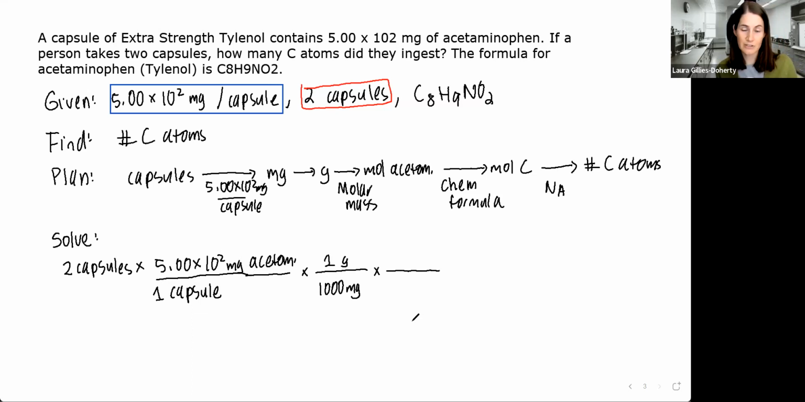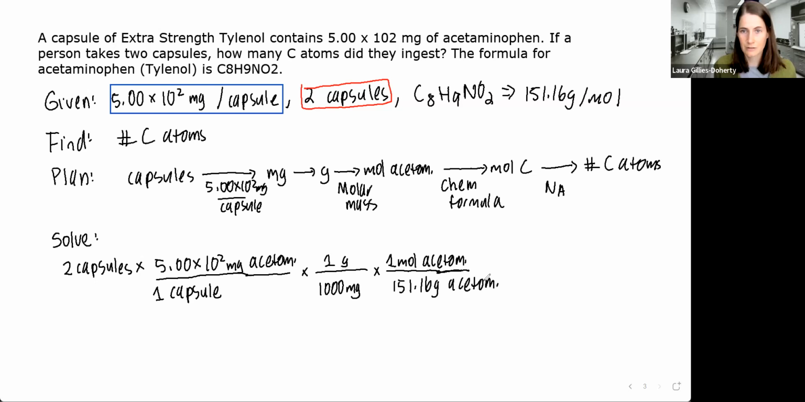And now that we have grams of acetaminophen, we're going to use the molar mass of acetaminophen to convert from grams to moles. So for every 1 mole of acetaminophen, we have to calculate its molar mass based on the chemical formula. I did this ahead of time because I didn't want the whole problem time to be taken up with calculating formula mass since we've covered that. So when you calculate it out, you get 151.16 grams per mole. So that means 151.16 grams of acetaminophen per 1 mole.